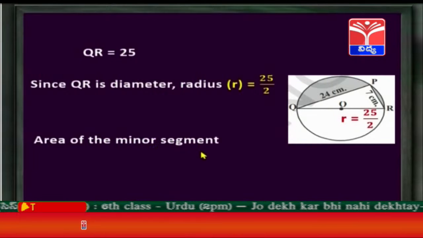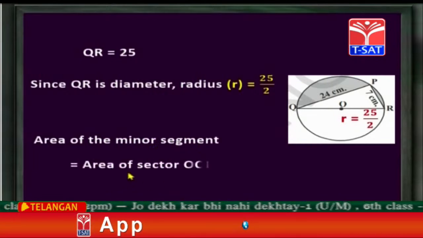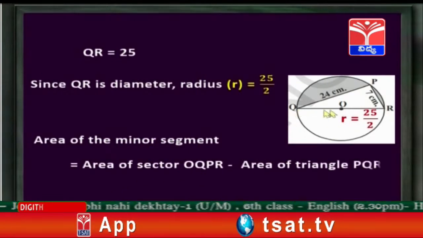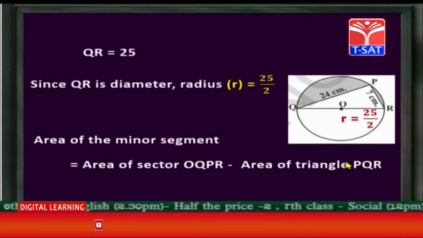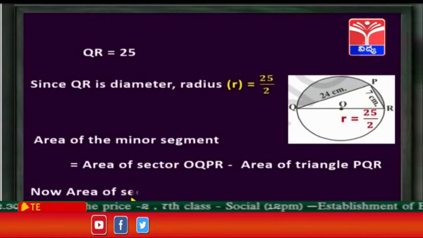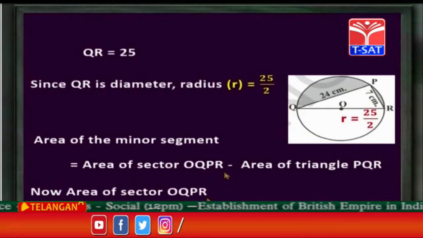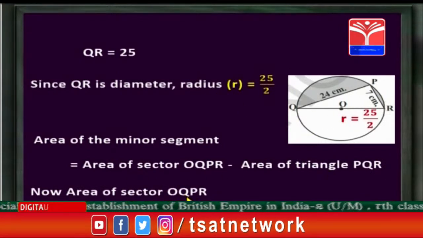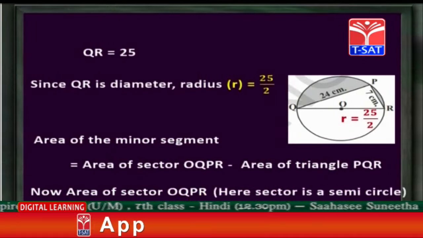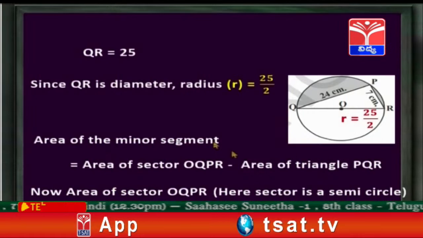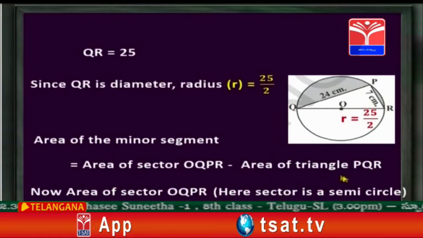Area of the minor segment is equal to area of sector OQPR minus area of triangle PQR. So, here the sector is a semicircle. Now, let us find the area of the sector and the area of the triangle.